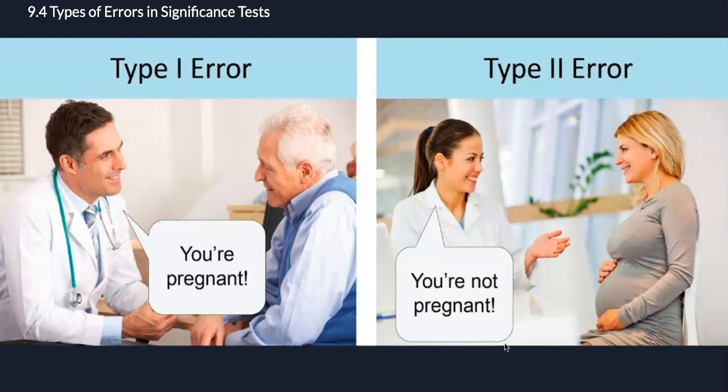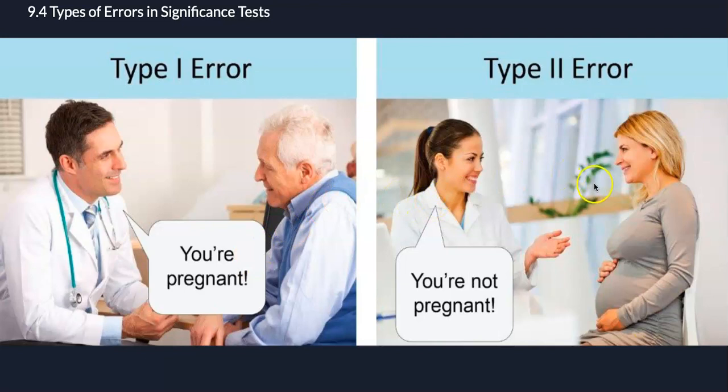Just like how we can make a mistake in our test, we may make errors in our significance test. Something like a type 1 error, we're going to call it; really there are two types of errors in a significance test. A type 1 error will be something like this: telling this gentleman, sir, you are pregnant. You know that's wrong, right? That's an example of a type 1 error. We'll get more into it in section 9.4.